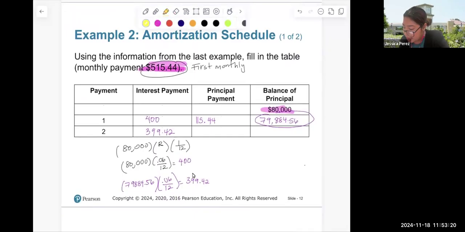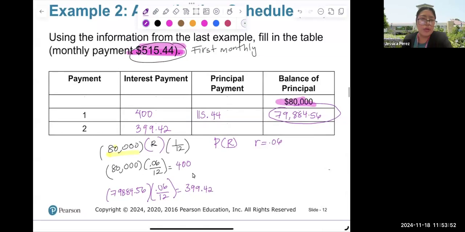Now, in order for us to find the interest payment, we have to use the following formula. It's your principal amount, so it's P times R, where R is the rate over N, the monthly payments. It could be R over N or R times 1/12. So we know that the rate was 0.06 and the principal was 80,000. So it's 80,000 times 0.06 divided by 12. We got 400. That's this value. That's the first interest payment, but we know the monthly payment was 515.44.